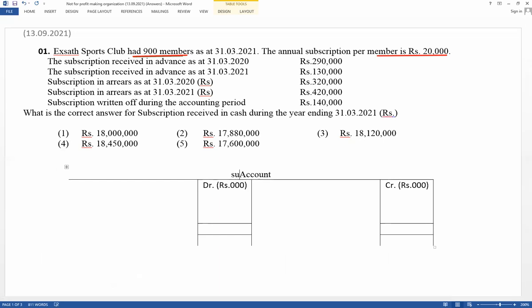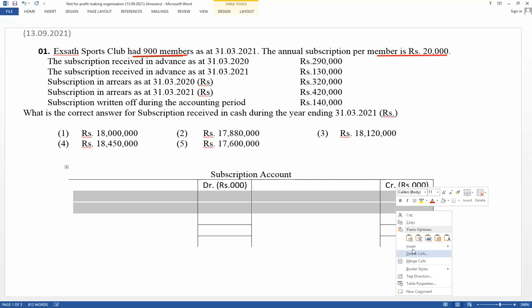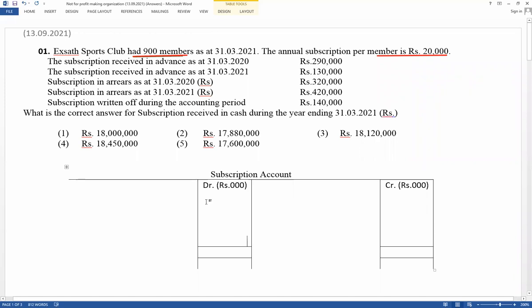Subscription is an income account. Then take the balances. Subscription received in advance as well as subscription in arrears are given. First, take the balances, opening and closing. No need to prepare separate ledger accounts for subscription in arrears and subscription received in advance. Only prepare the subscription income account. This is the subscription account. Right now, take the balances.